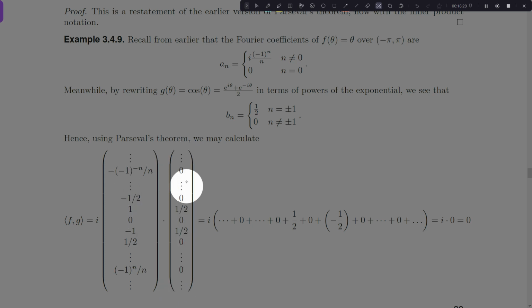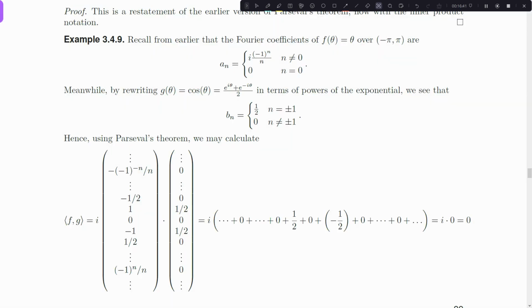This is cosine. Everything's going to be a 0 until I run into 1/2, in which case I'll multiply by a 1, and that's my 1/2 right here. Similarly, I have a 1/2 times negative 1, and that's my minus 1/2 right here. And what I end up with is I times 0, or in other terms, 0.